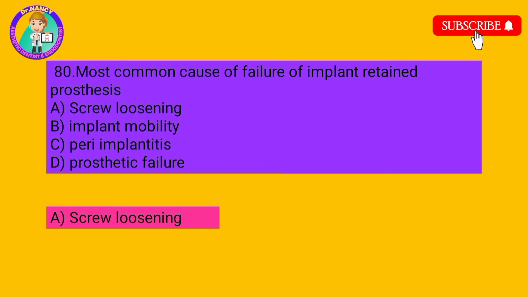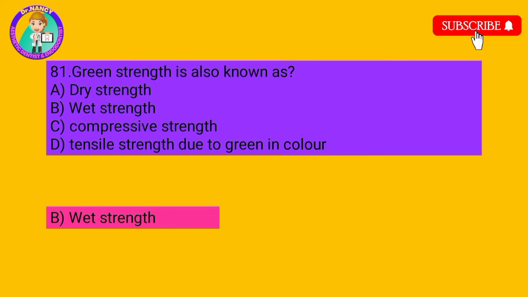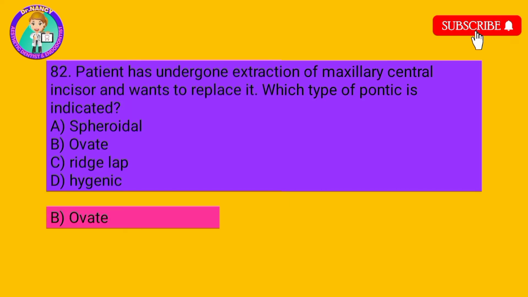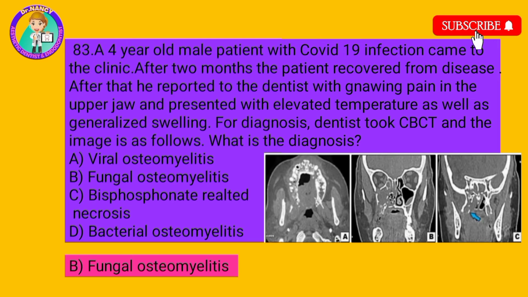Answer: screw loosening. Green strength is also known as dry strength, wet strength, compressive strength, tensile strength, due to green in color. Answer: wet strength. Patient has undergone extraction of maxillary central incisor and wants to replace it. Which type of pontic is indicated? Spheroidal, ovate, ridge lap, hygienic. Answer: ovate.